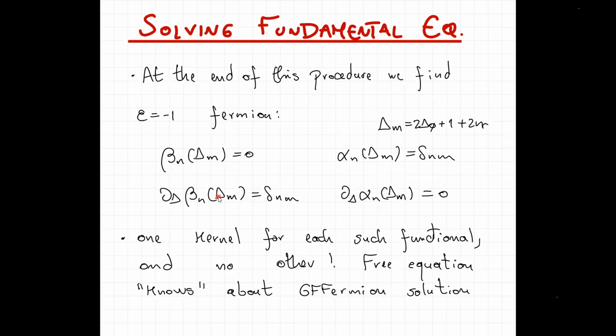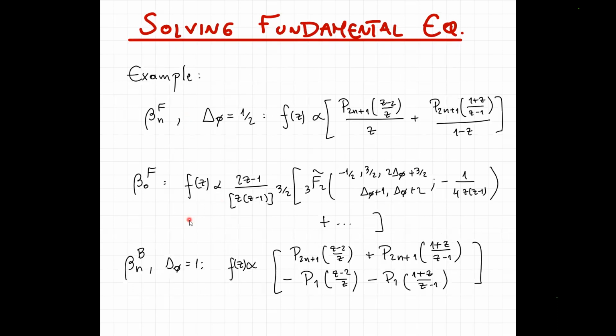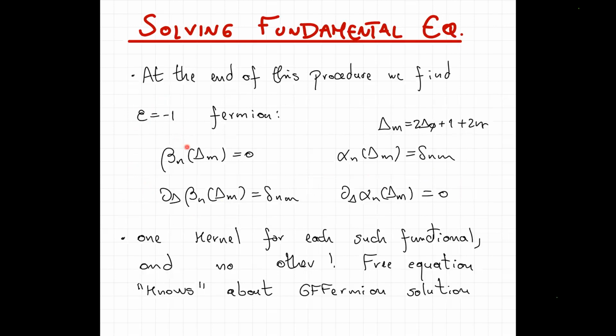What happens for general delta phi? For general delta phi, we do it in two steps. First, we construct the smallest functional, so beta zero and alpha zero, and they are given in terms of some 3F2s. Now, how do we get the beta n's? This is more complicated. There we do not have a general closed form expression. For any n, we can construct it, but we don't have a general closed form expression for all n.